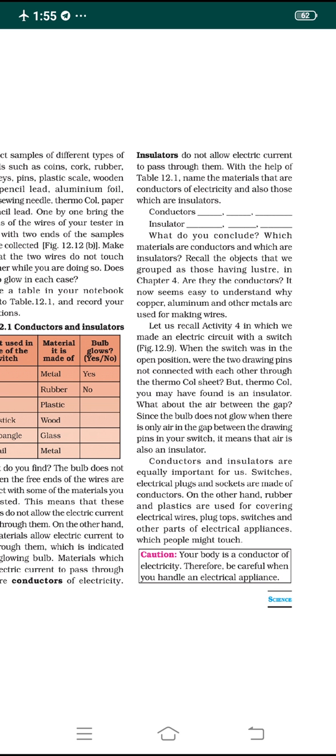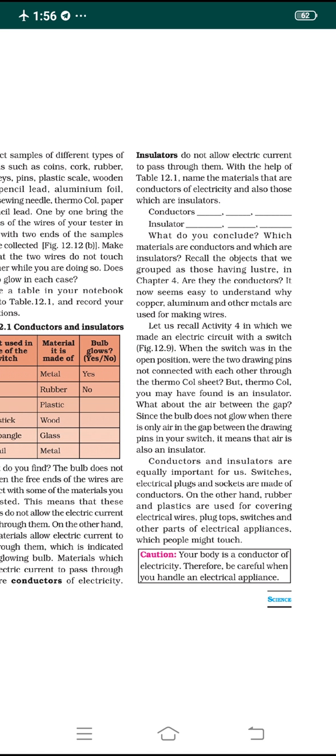If they touch them, they do not conduct electricity, because they are insulators. People can easily touch them, and there is no harm at all. Whereas the electrical switches, plugs and sockets are made of conductors as they conduct electricity. We have to take caution that our body is also a conductor of electricity. Therefore, we have to be very careful when we handle an electrical appliance.